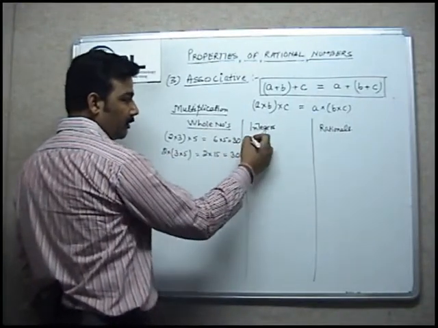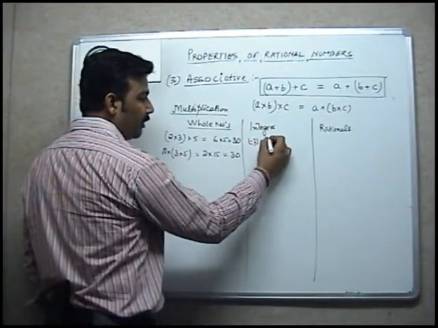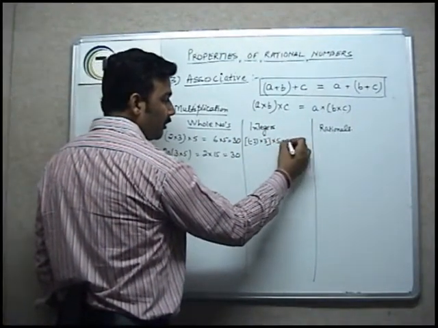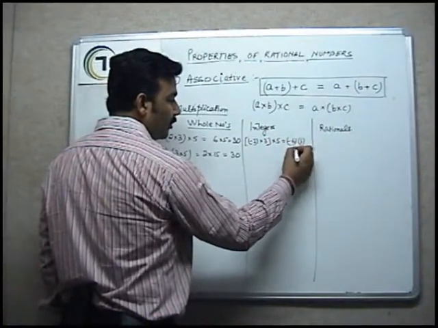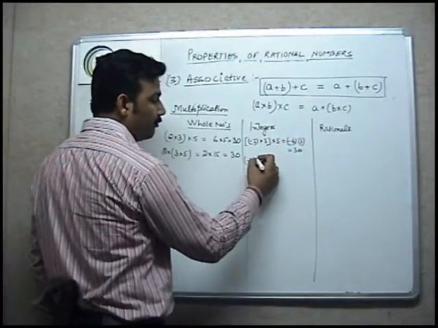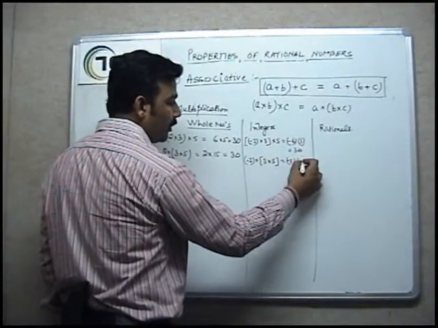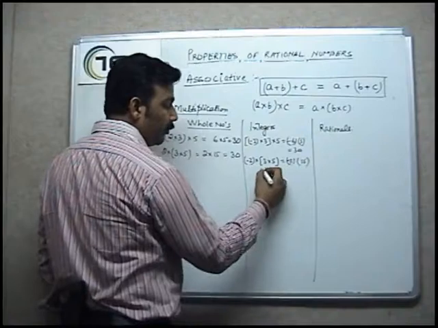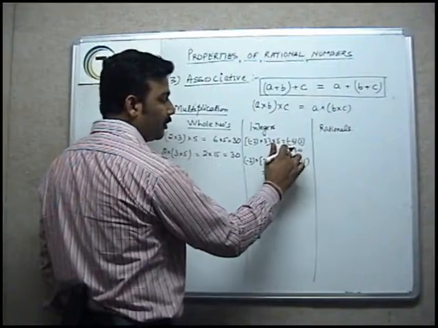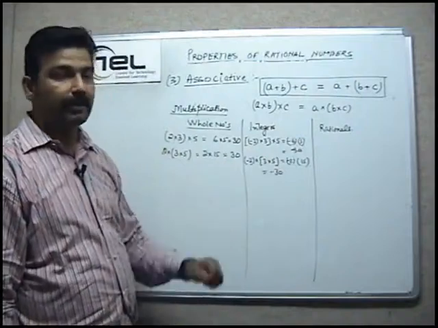In integers, negative 2 is an integer. It is multiplied with 3, and this will be multiplied by 5. We get negative 6 multiplied by 5, which is negative 30. Let's see: negative 2 is multiplied with the result of 3 and 5. We get negative 2 times 15, which is again negative 30. Here also we have negative 30, because negative 6 and 5 result in negative 30.